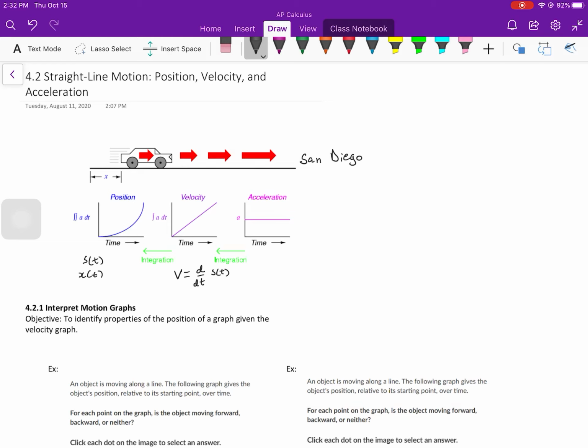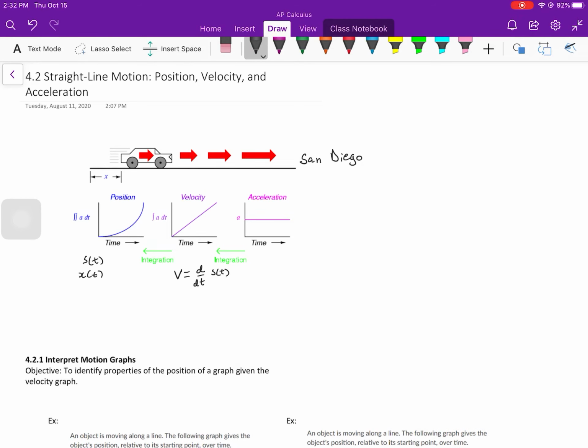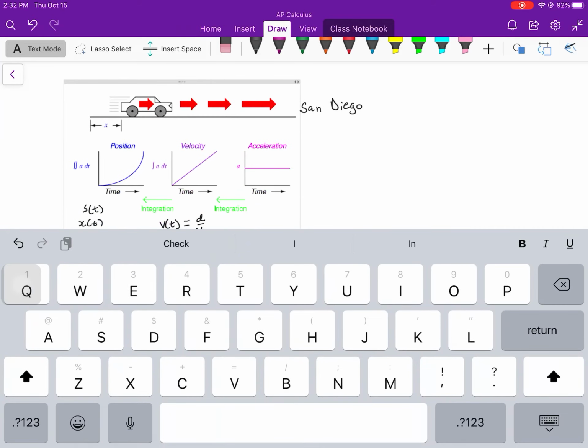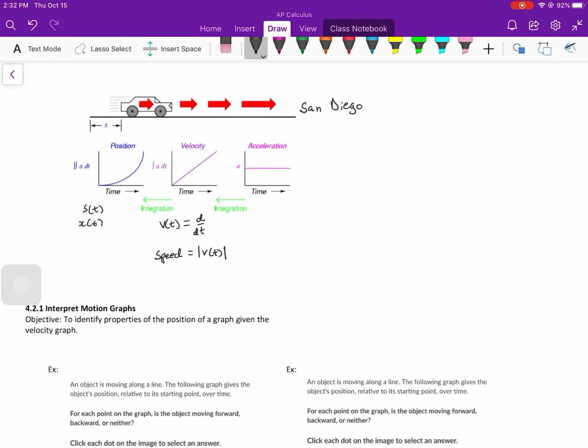Now, it's not exactly speed. How does speed differ from velocity? Speed doesn't tell you direction. Speed is equivalent to the absolute value of velocity. It's kind of strange that S of t is used for position. You'd think it would be used for speed, but a lot of times it's used for position. S of t and X of t, they kind of interchange those. Maybe we should just say X of t so you're not confused with speed. So speed's the absolute value of velocity.